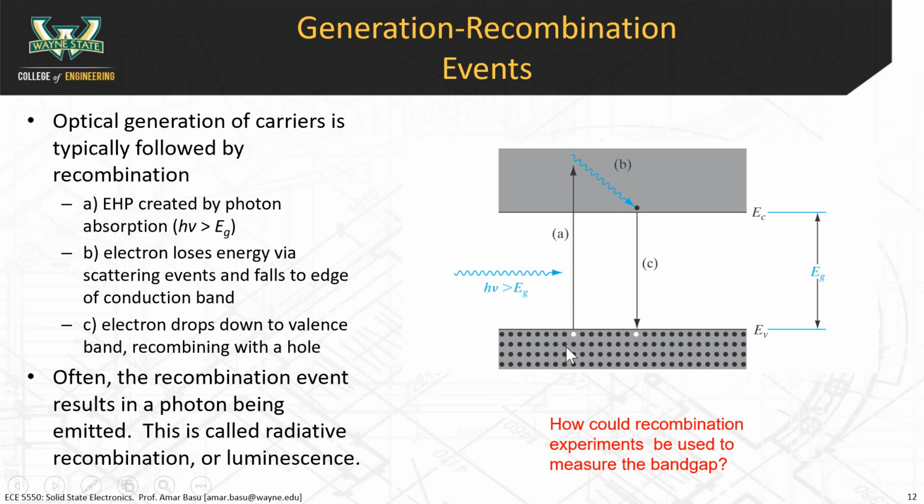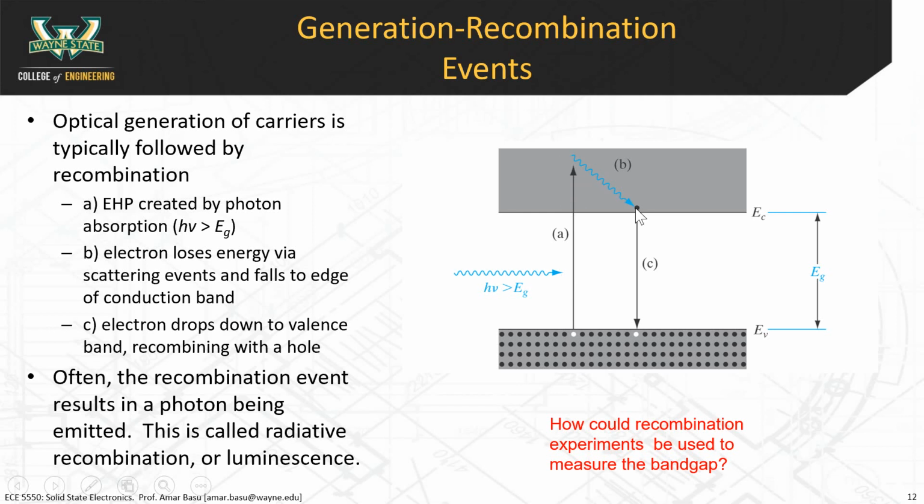In the generation event, an electron absorbs a photon of energy. Assuming that energy is greater than the band gap, the electron gains enough energy to move into the conduction band. Notice that the arrow here goes way above the conduction band. That means the electron must have absorbed a lot of energy. So it's not just enough energy to get to the edge of the conduction band. This one's going much further than that. So that's part A.